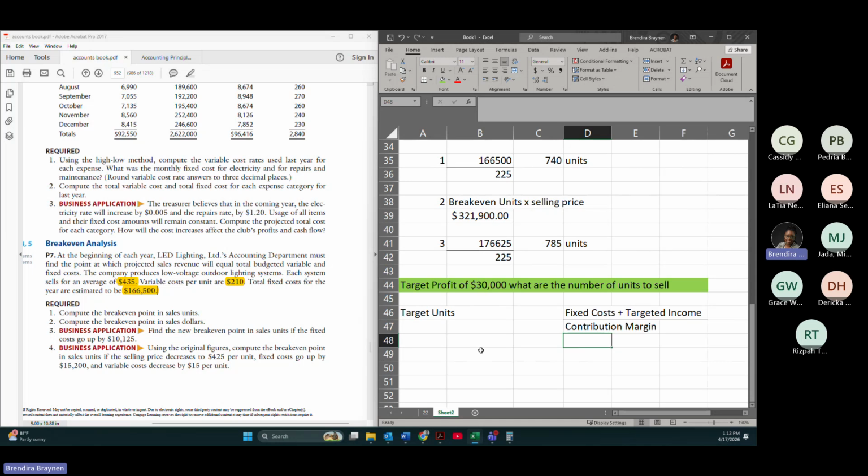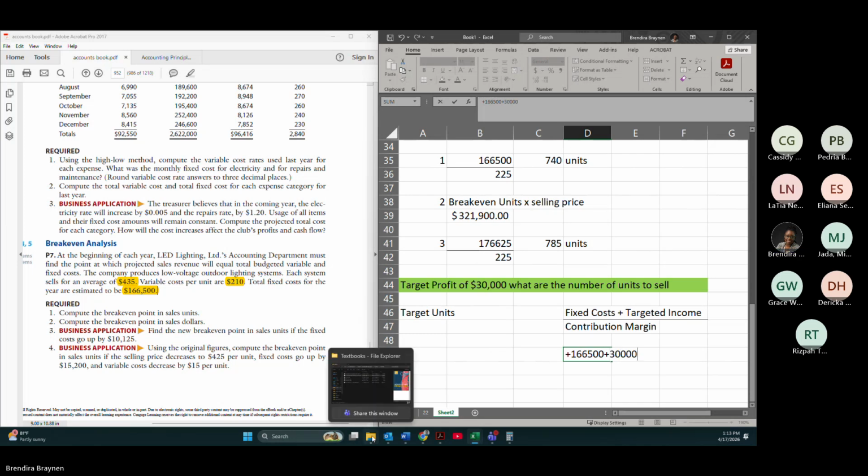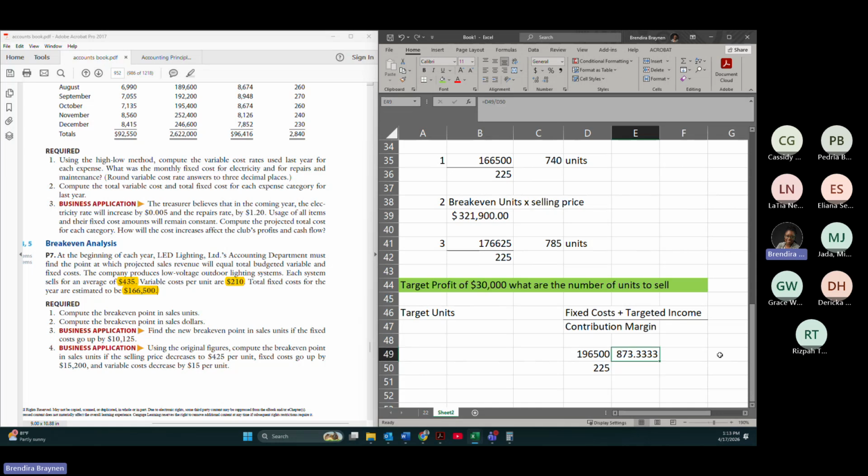So if I want to find the targeted units, I'm going to take fixed costs. Let's say we keep it at the same 166,500. So fixed cost is 166,500 plus my targeted income of 30,000, divided by that same contribution margin of 225. That's going to give me, I need to sell about 873.3 units. Now, if your answer has rounding, they usually tell you where to round it to.